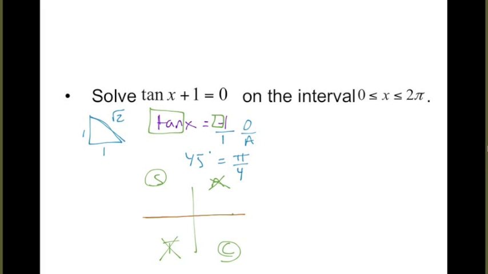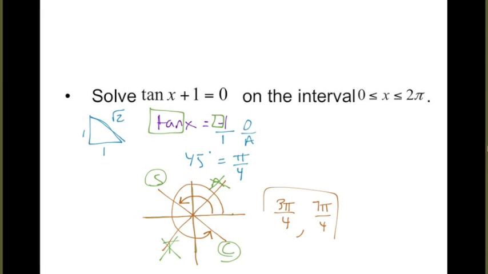Pi fourths means we're going to cut each half of the circle into 4 pieces. To get into the S quadrant, I need to go around 3 of those pieces. To get into the C quadrant, I need to go around 7 of those pieces. And since this says on the interval, we don't need a plus 2 pi n.